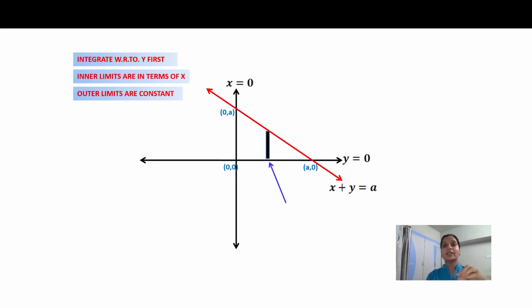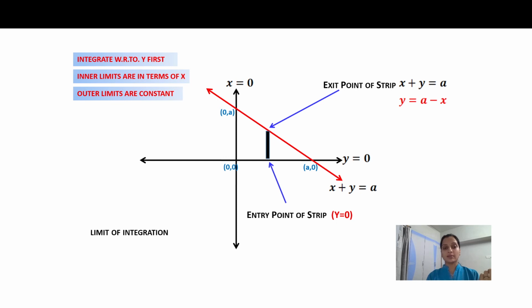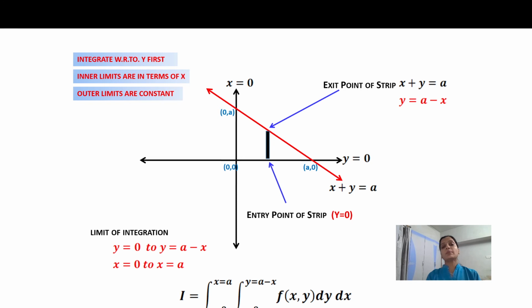Now the strip where it touches the lower end, that is your entry point or the lower limit of the strip, which is clearly here y equal to 0. The strip where it touches the upper end, that is the red line you can see, that is x plus y equal to a. So you have to find the value of y, which is a minus x, right? So my inner limits become 0 and a minus x. Now we have seen earlier how the strip travels from left to right. So the limits will be 0 to a.